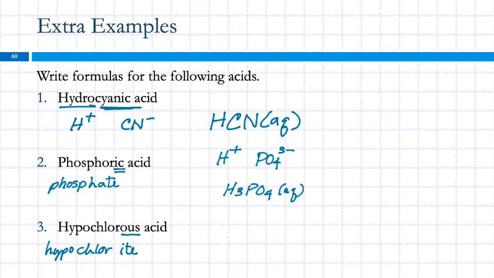So the way I think of it, I memorize chlorate is ClO3 minus. Chlorite is one less oxygen. Hypo is one less than that. So hypochlorite ion is ClO minus. And then I'm going to have a hydrogen ion. I've got a positive one and a negative one. I just put them together. HClO aqueous. Any questions?